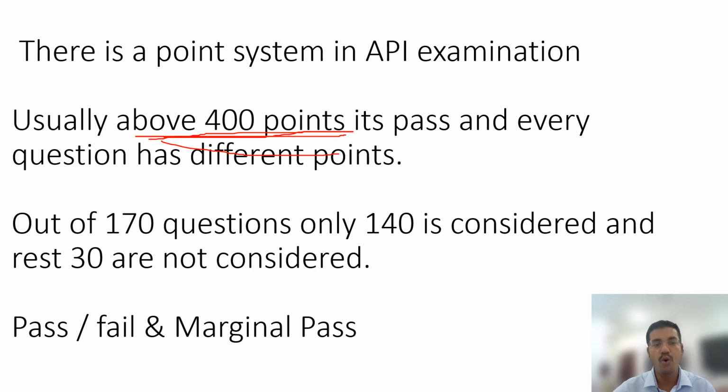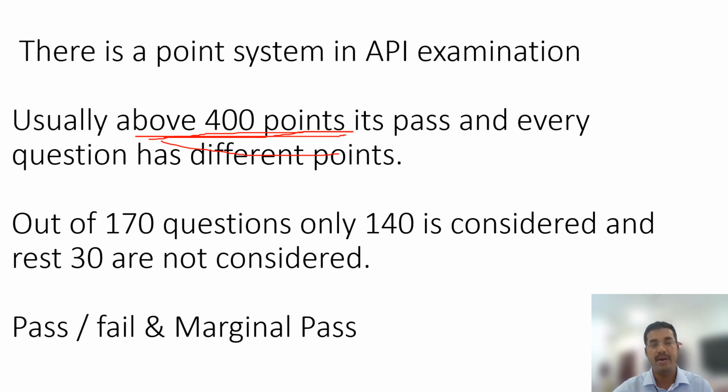If you score more than 400 points, you pass. And if the percentage is less than 65% or so, it varies depending upon the difficulty of the exam. If the exam is more difficult, the percentage is lower, and if it is less difficult, the percentage is higher. So usually 65% and less is a fail. Fail means fail, you have to reappear for the exam.